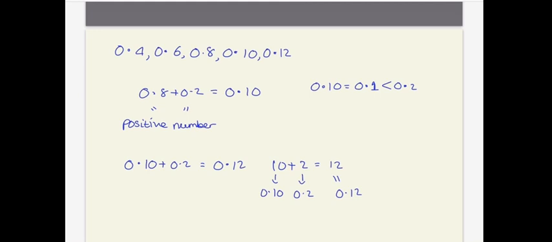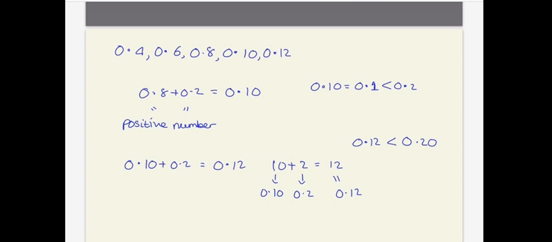But this is obviously incorrect as well because 0.12 is less than 0.2, because 0.2 is 0.20. But like I said before, you can't add two positive numbers together and get something that's less than one of your individual numbers. So this is also going to be incorrect.